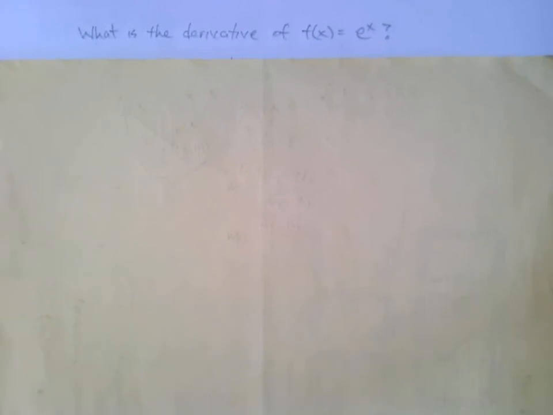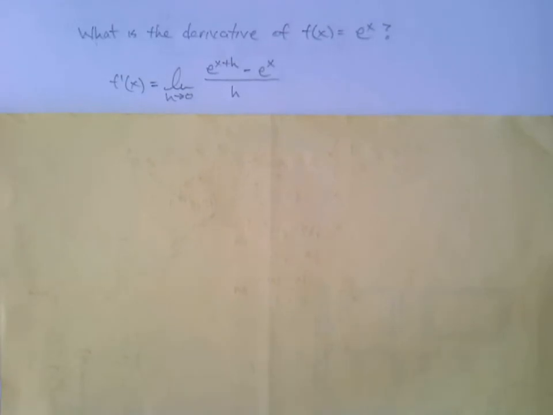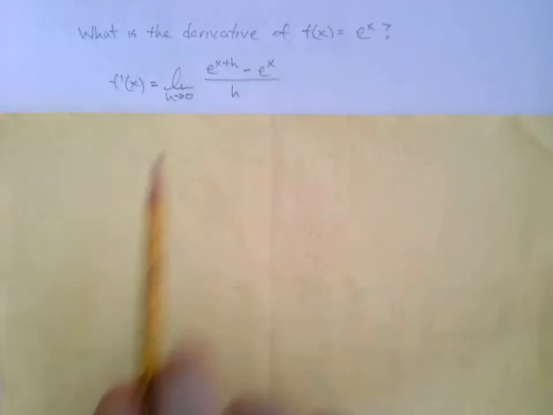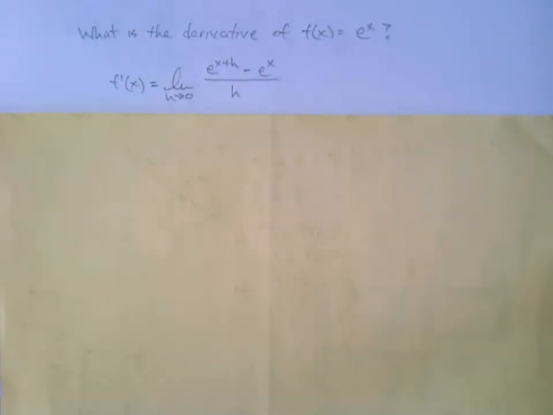Let's see. We're going to start again, of course, with the definition of the derivative. So we have f prime of x equals the limit as h approaches 0, e raised to the x plus h minus e to the x all over h. Interesting. Definitely never had to solve one of these where x plus h was in the power of e. What could we possibly do with this in order to clean things up?